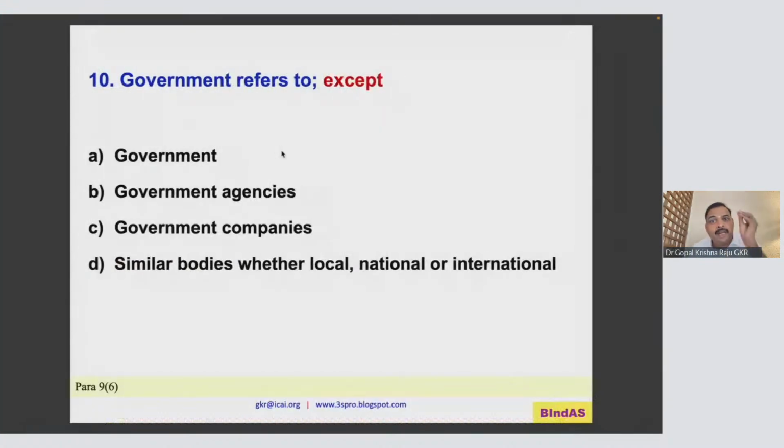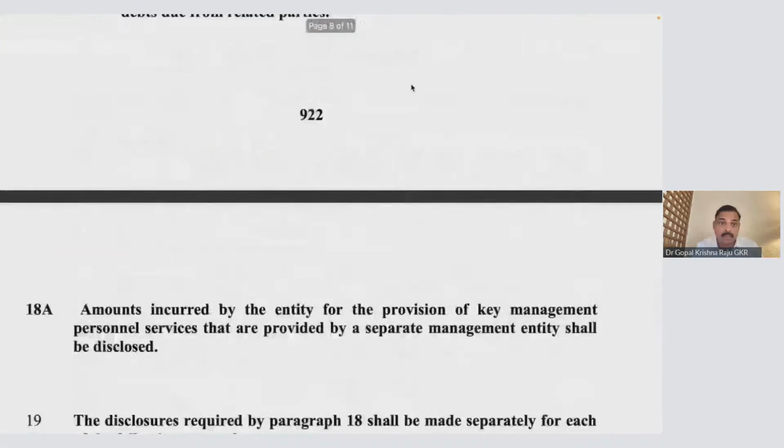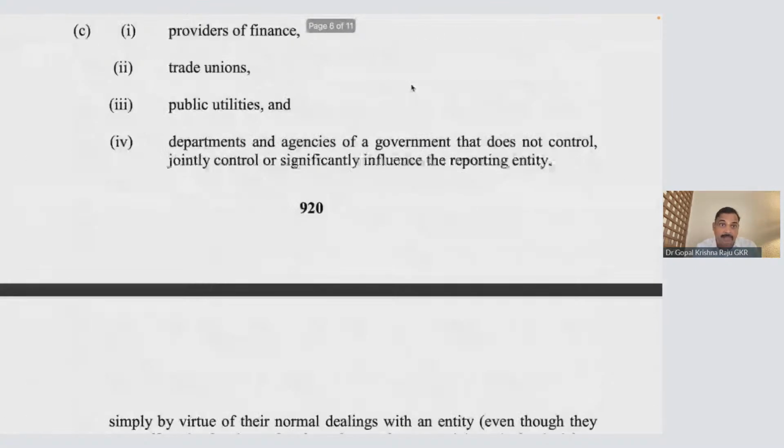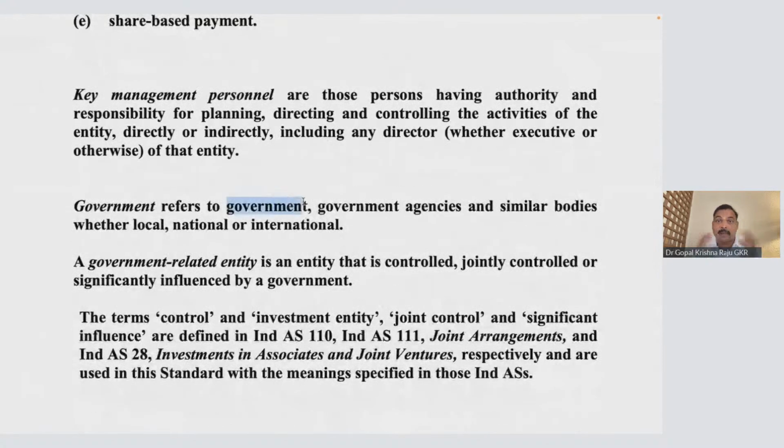Government refers to, except... what is so special about government? Yes, please understand. Government means, will it be central government, state government? Government refers to government under the General Clauses Act and also in the Goods and Services Tax Acts. If you go there, in central GST it will say the central government. In state GST it will say state government.